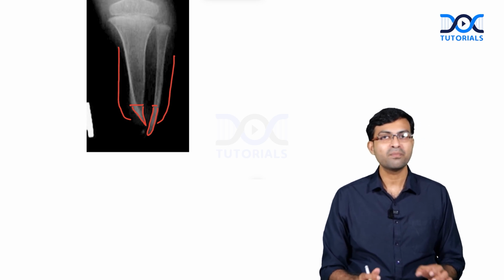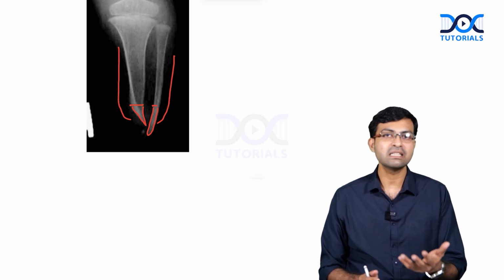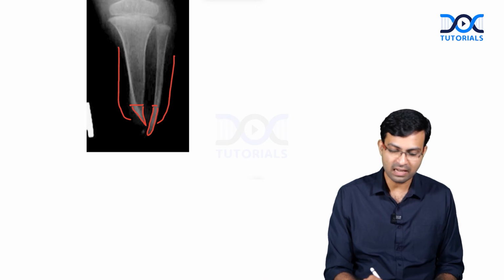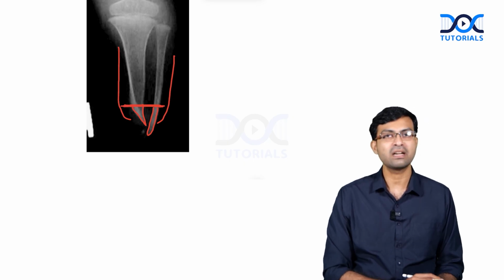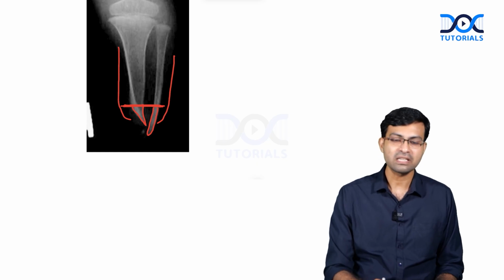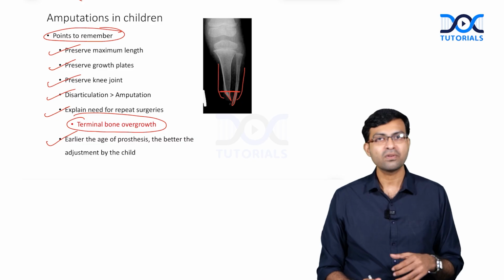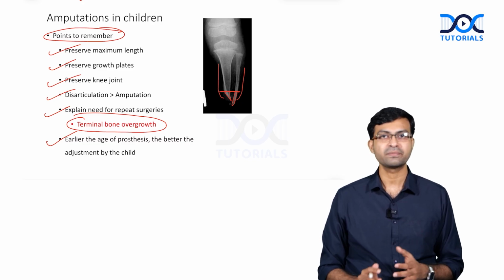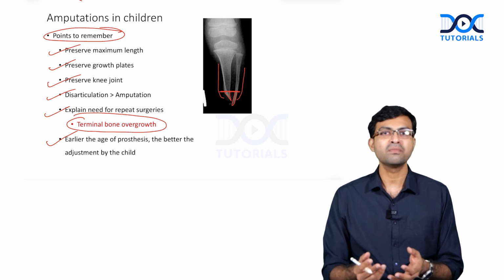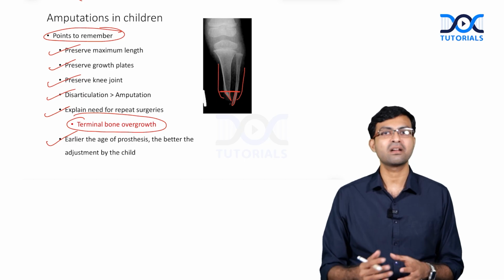So always tell the parents that whenever we are doing an amputation in a child, revision surgeries may be required, because for example, this child will have to be taken for surgery again, and we have to excise this much part again to remove the overgrown parts. So this is one of the problems in amputation in a child. And finally, when you do an amputation in the child, as early as possible, start the child on a prosthesis, because it is magical to see how a child immediately acclimatizes to a prosthesis. So the earlier you start the process, the more acclimatized the child will be to it.